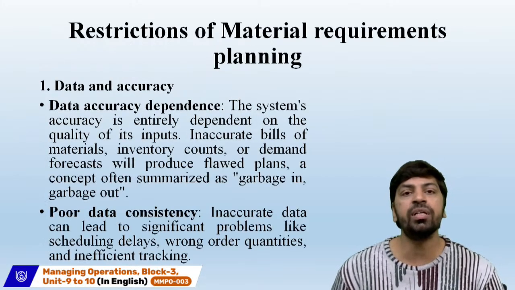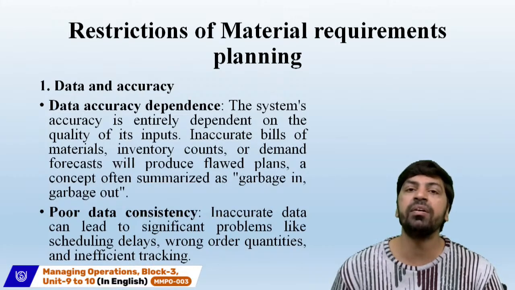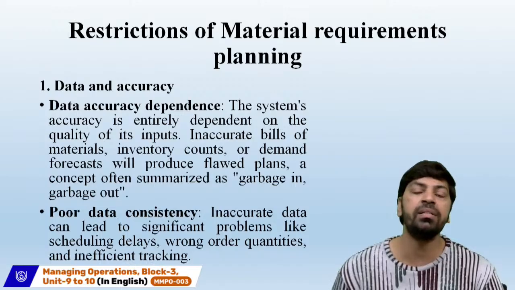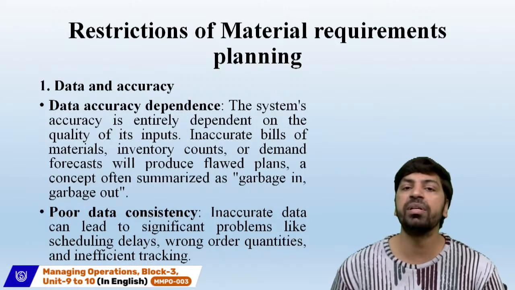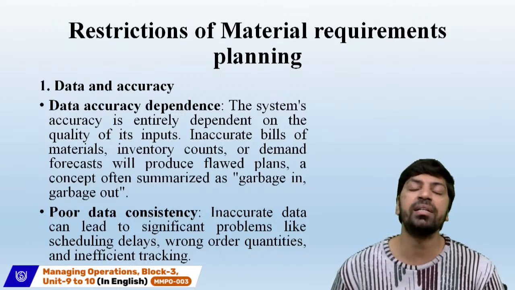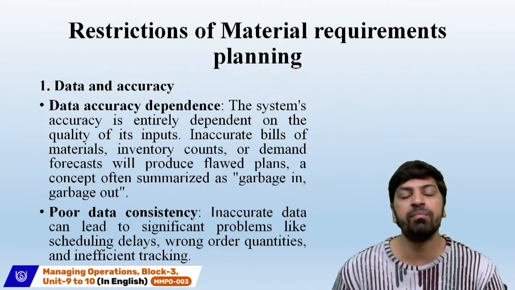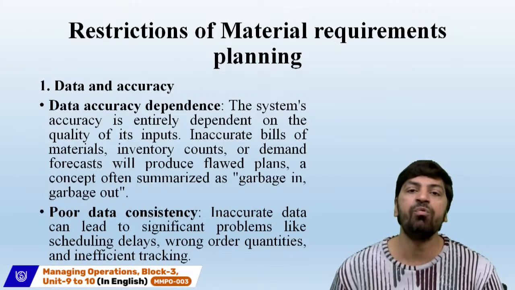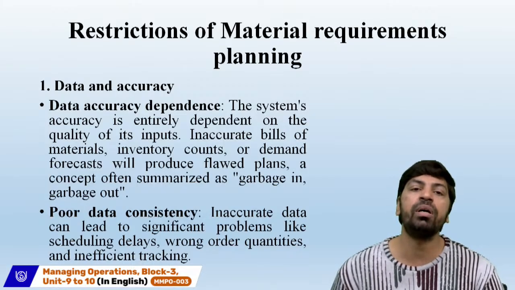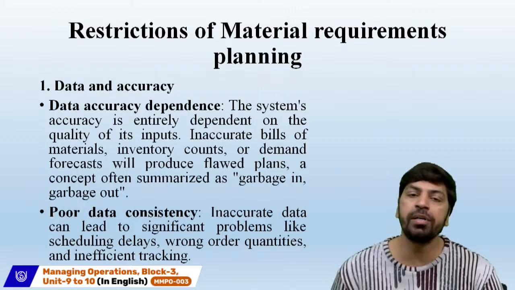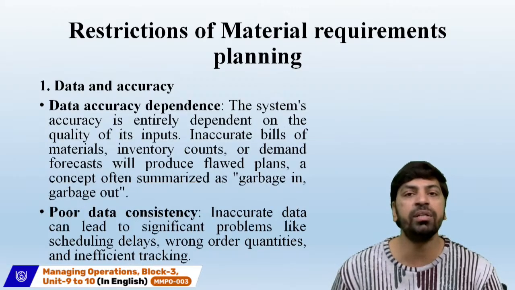The next section is the restrictions of material requirements planning, starting with data inaccuracy. MRP depends heavily on computer-based systems. Poor data consistency is one of the influencing factors which leads to scheduling delays, wrong order quantities, or inefficient tracking.